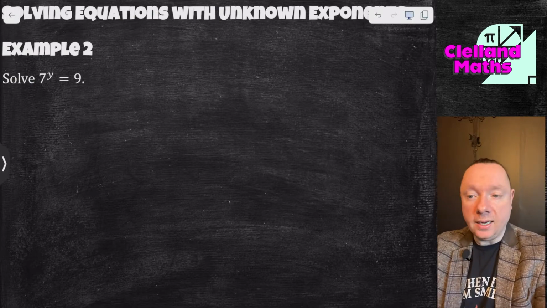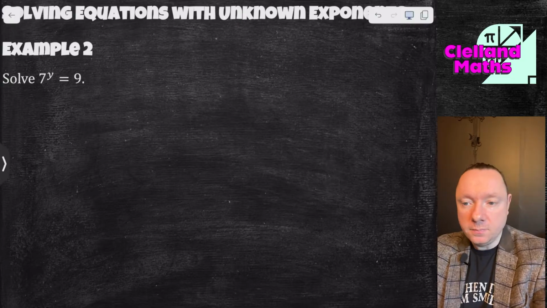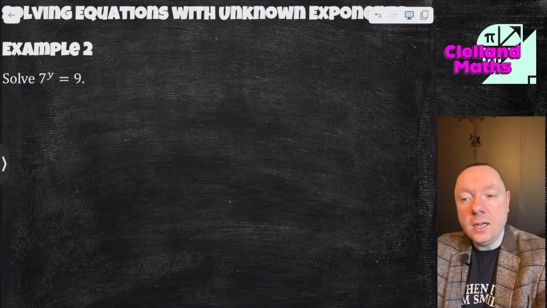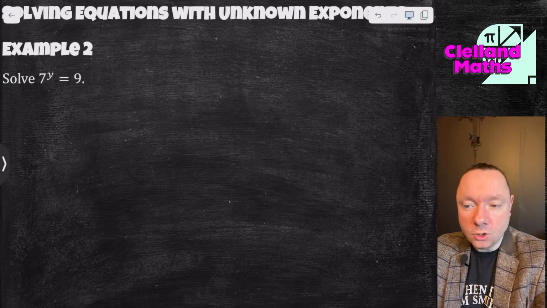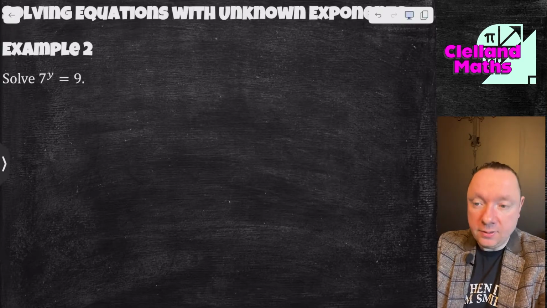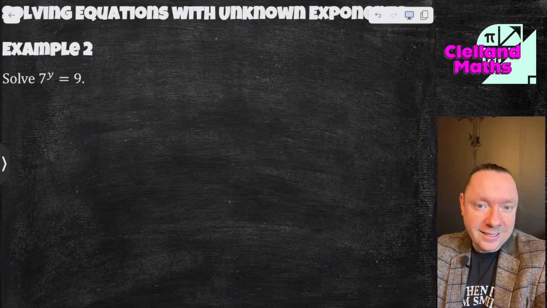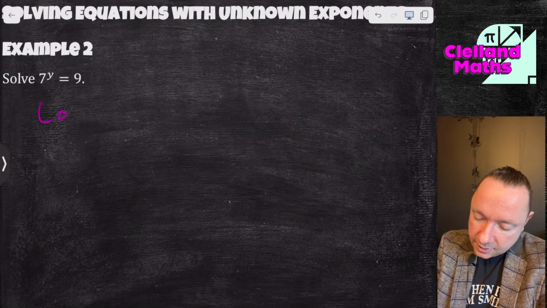Okay, some more solving equations with unknown exponents. Solve 7 to the power y equals 9. So this time we're not going to take the natural log. Take any base you want, actually. It doesn't make any difference whatsoever. So you can take the natural log or you can take log 10. Either of the two options, don't pick any other log because most of the time calculators will only do e or 10. I'll use 10 this time.